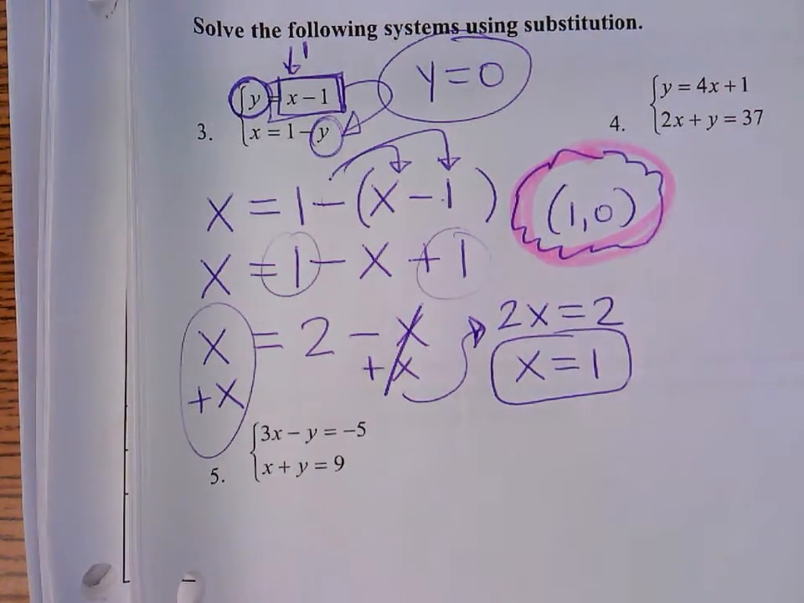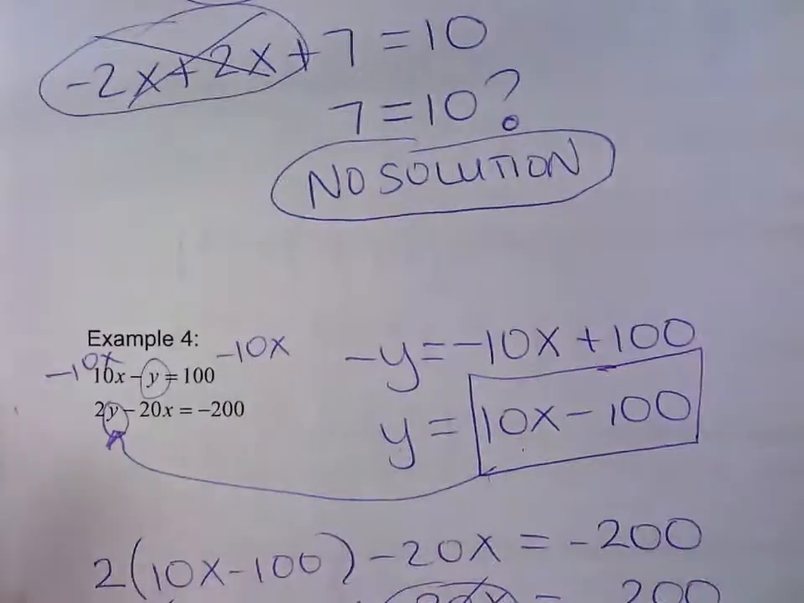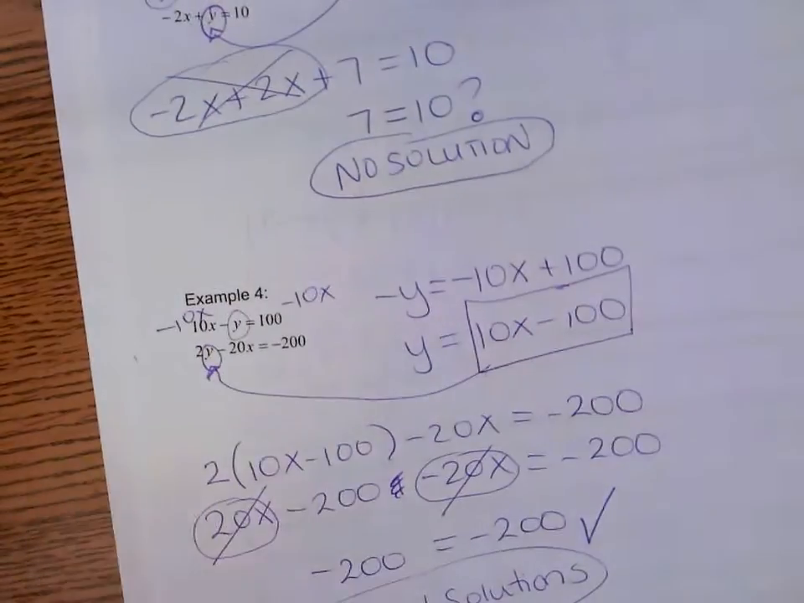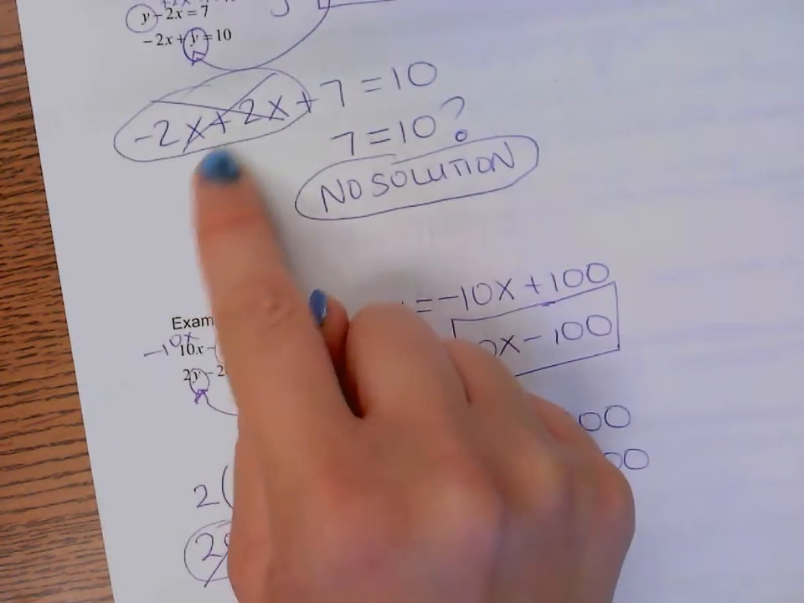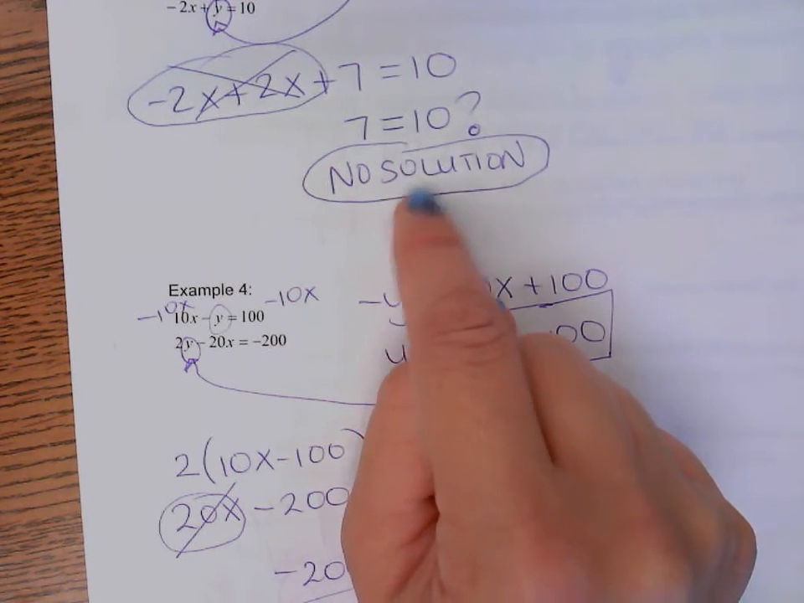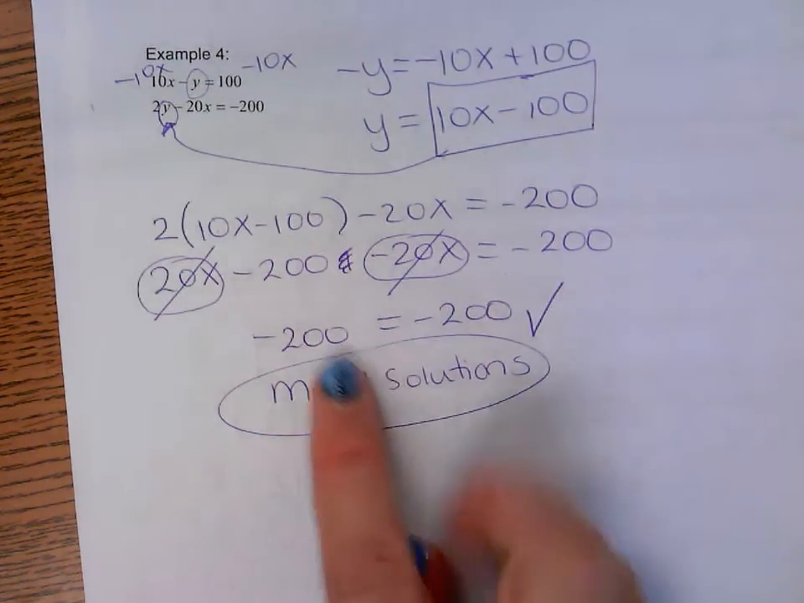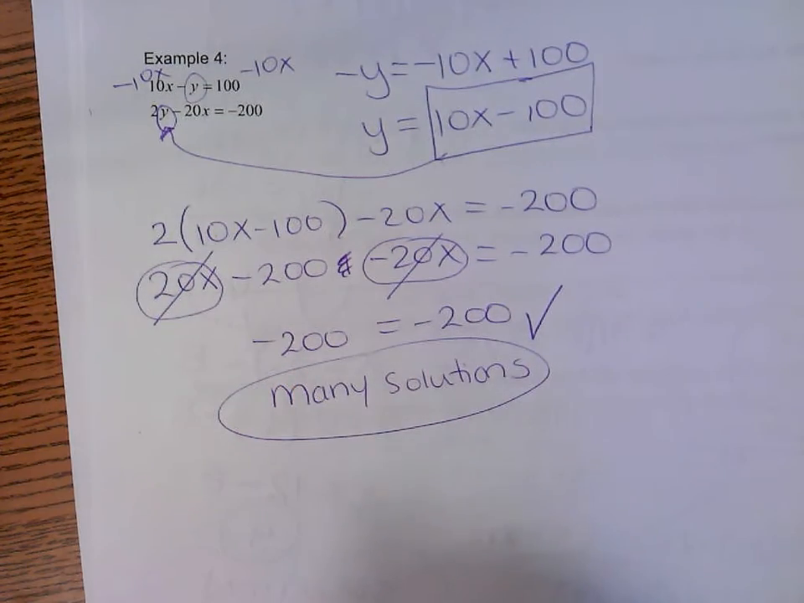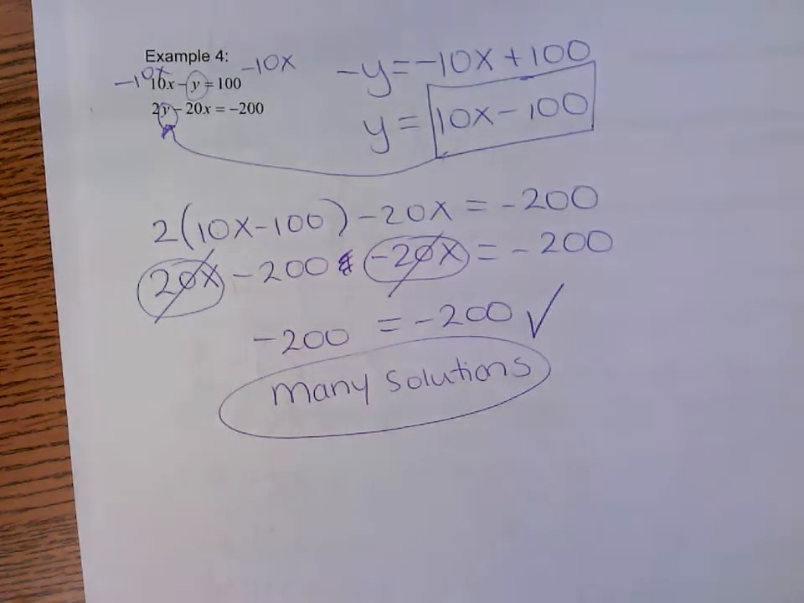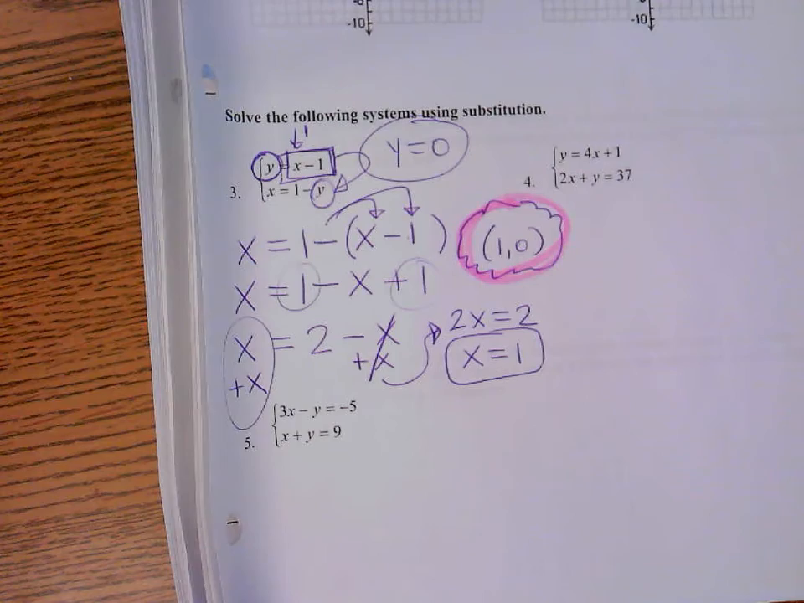And be on the lookout in example 4 and example 5, because I'm not sure of the outcomes of those. I don't remember them. But we had two kind of strange outcomes on Friday. All of our variables canceled out, and we got a false statement like 7 equals 10. That tells us there's no solution. The lines were parallel. All of our variables canceled out on this one. We got a true statement, negative 200 equals negative 200, and we said many solutions because it was the same line on top of itself. So I'm not sure if you're going to see that on either of these problems, but just be on the lookout for that when you're doing algebraic manipulation.